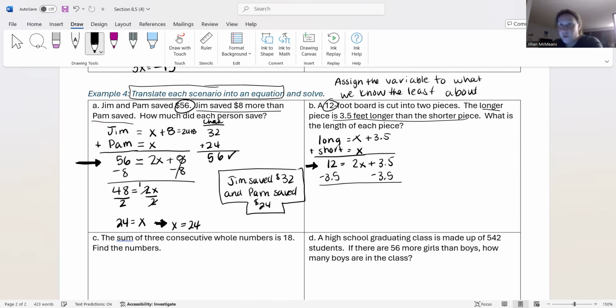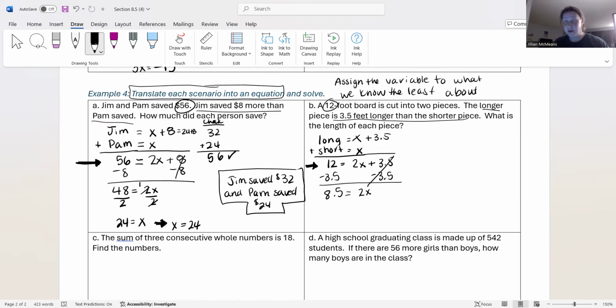Well, let's see, 12 minus 3.5. 12 minus 3 is 9. Subtract half a foot more, that's going to be 8.5. And on the right, we're going to get 3.5 minus 3.5. That's just going to be 0. And then we get 2x plus 0. Okay, so I've got a single variable term on the right.